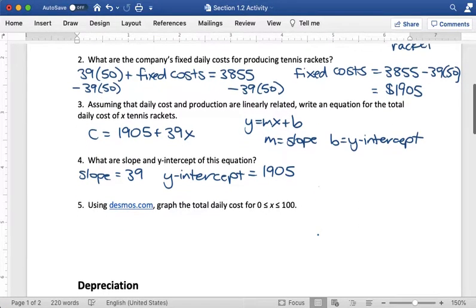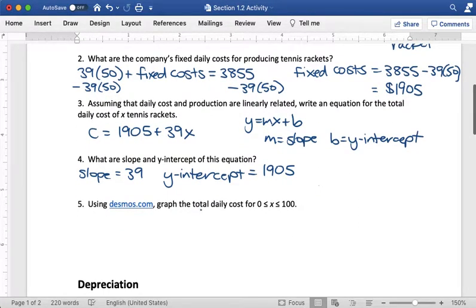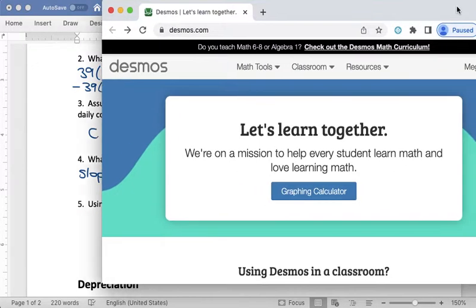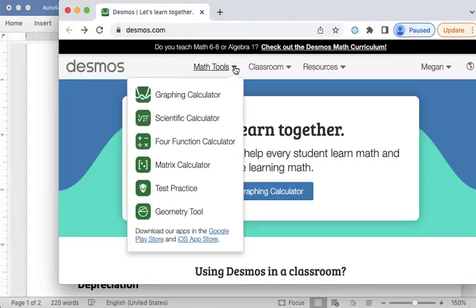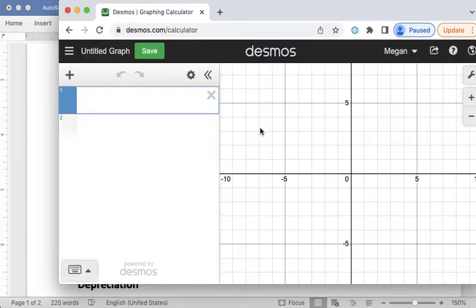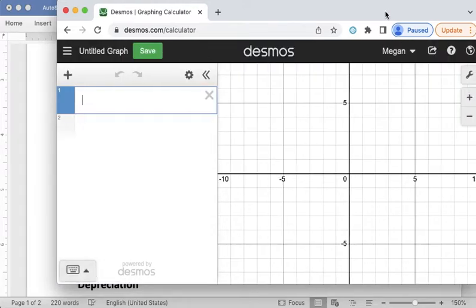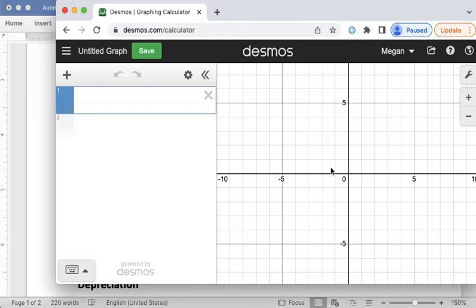Lastly, what we're going to do is graph on Desmos the total daily cost for x between 0 and 100. So I'm going to bring up my Desmos here. I already have it on the desmos.com. We're going to go to Math Tools again, and this time we're going to click on the graphing calculator. So when I do that, the calculator comes up. We see the graph here on the right-hand side, and then on the left-hand side we have these boxes where we can input things, tables, equations, all kinds of things we're going to input throughout the semester. This time it's an equation.